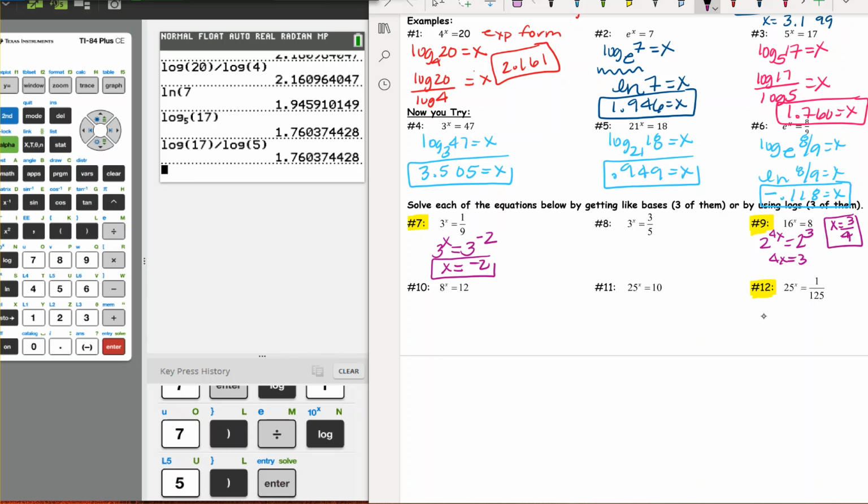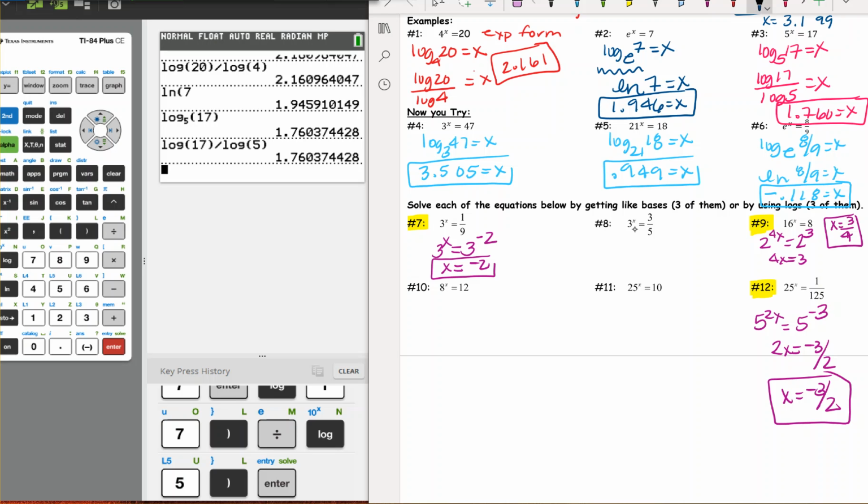And then same thing down here, number 12. 25 is 5 squared. 1/25 is 5 to the negative 3. So then I would set my exponents equal to each other and divide by 2, and I would get x equals negative 3/2. Okay? The remaining 3 cannot be solved by like bases, right?